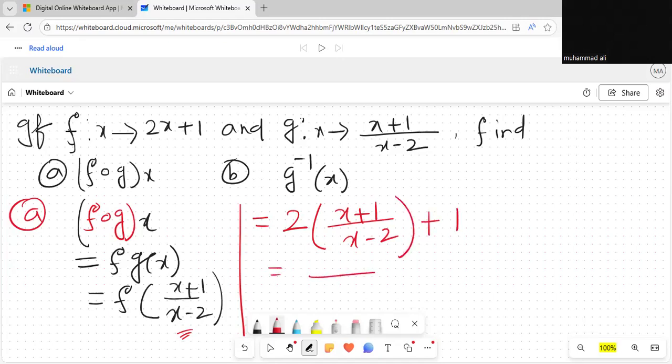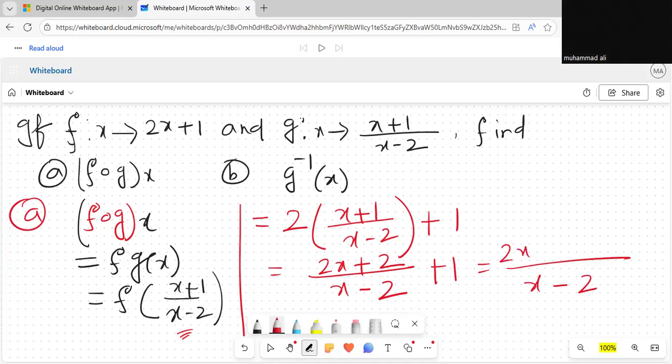Now multiply by 2, we will get here (2x plus 2) divided by (x minus 2), plus 1. If we simplify, it will be 2x plus 2 plus x minus 2, over x minus 2. Plus 2 and minus 2 cancel, so 2x plus x, it will be 3x divided by (x minus 2). So question number A is completed.